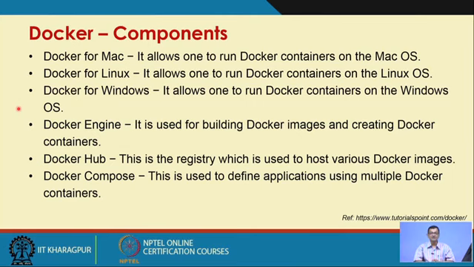Docker Hub is an important registry which is used to host various Docker images. In Docker Hub you will find various Docker images. If you are a developer, you can submit your images to Docker Hub, which can then be used by others. Docker Compose is used to define applications using multiple Docker containers. So, it is a sort of composition service. These are different components, and there are various others, different flavors of Docker.